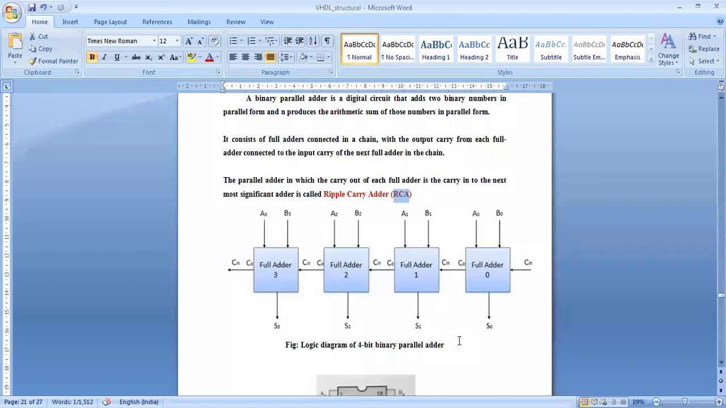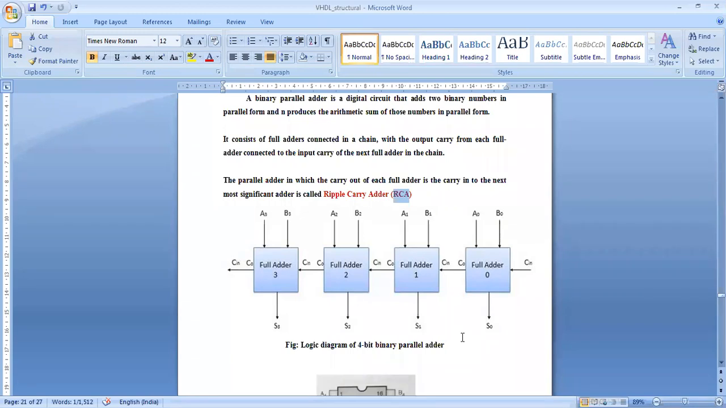How many full adder circuits are needed for the 4-bit binary parallel adder? Can anyone answer? 4, sir. Right. So we require 4 full adder circuits.